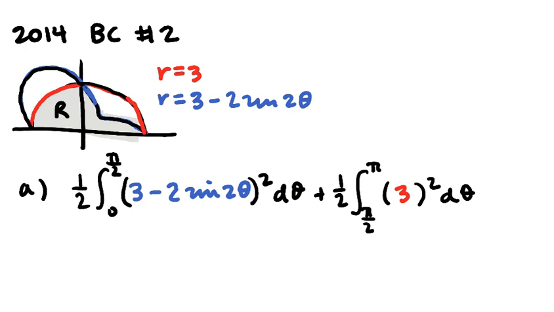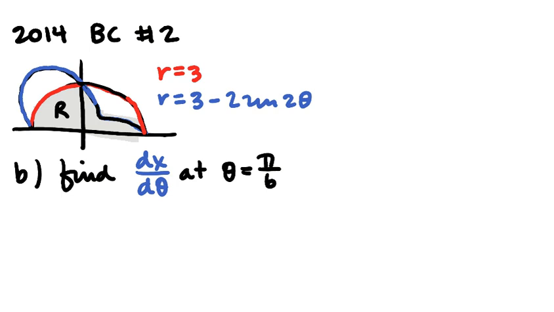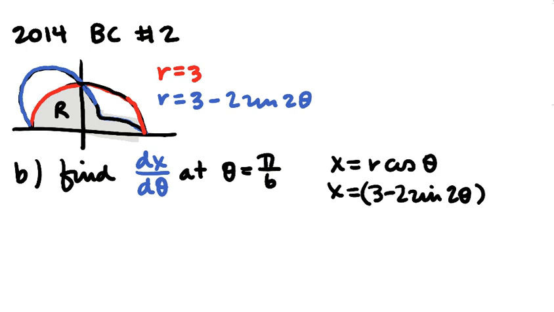Okay, find the value of dx d theta at theta equals pi over 6 for the curve r equals 3 minus 2 sine 2 theta. All right, so they want us to find dx d theta on the blue curve at theta equals pi over 6, and we can do that. So we need to first have x as a function of theta. Remember that x is r cosine theta, and r is 3 minus 2 sine 2 theta. If you're going to have to use the product rule anyway, you might as well just say 3 minus 2 sine 2 theta multiplied by cosine theta.